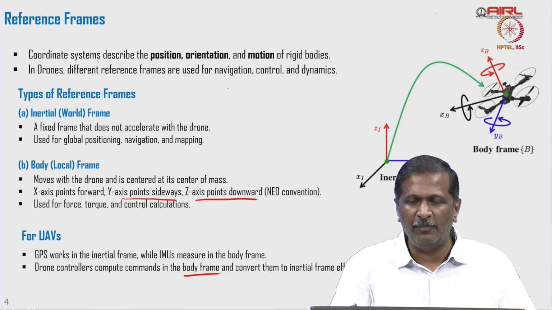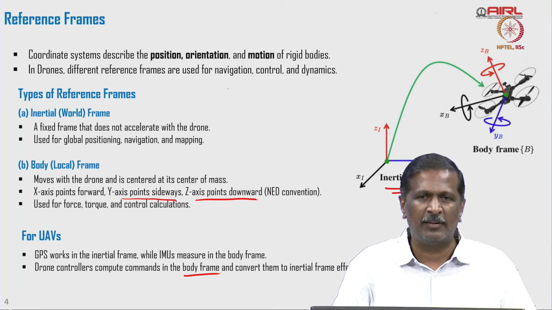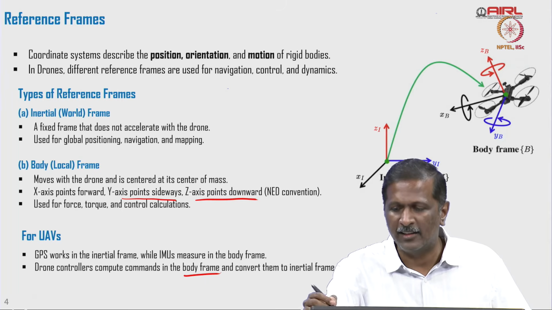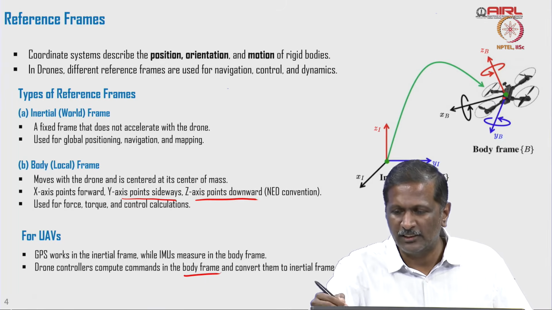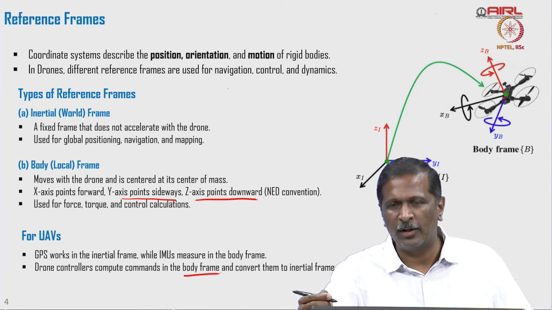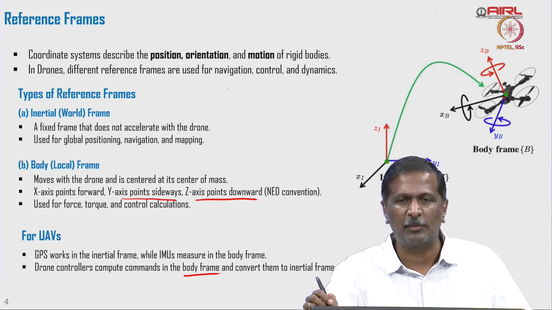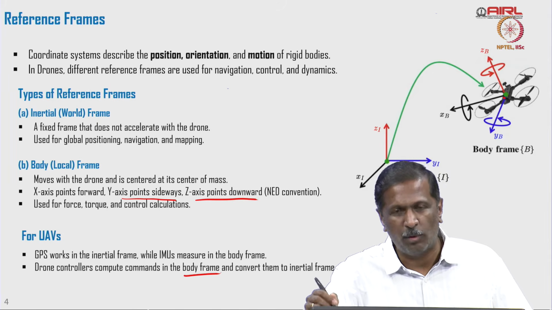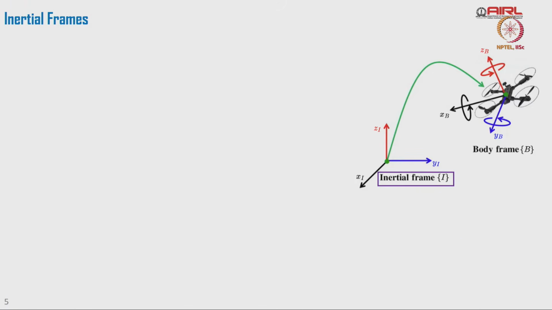The inertial frame is the fixed frame of reference from which I am going to represent where this particular drone is, right. And the motions of this drone, basically I'm talking about the dynamics of the drone, the rotations and translations, I'm going to define with respect to the body frame, and I will translate that to the inertial frame. Right? Now let's look at the inertial frame in detail.